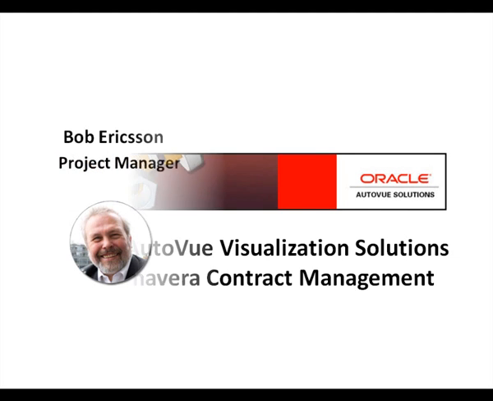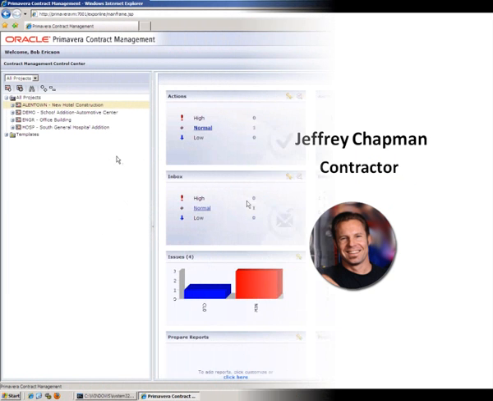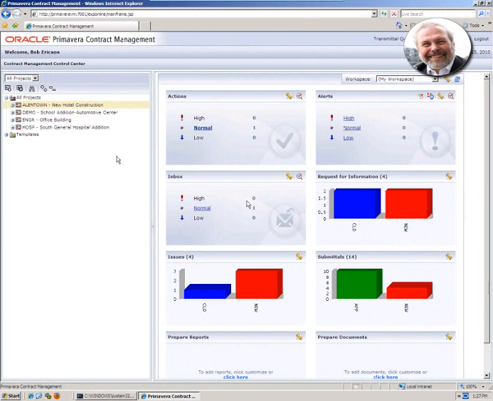In this scenario, we will demonstrate a design review exchange for the Allentown Hotel construction project between project manager Bob Erickson and contractor Jeffrey Chapman. Bob, the project manager, logs into the Primavera contract management system, which is a project control, job cost, and document management solution that increases the efficiency and speed of construction project management.